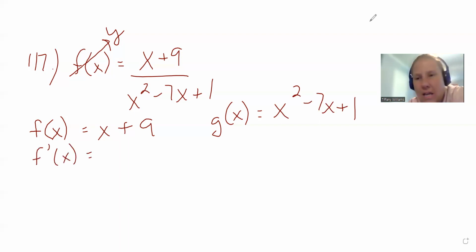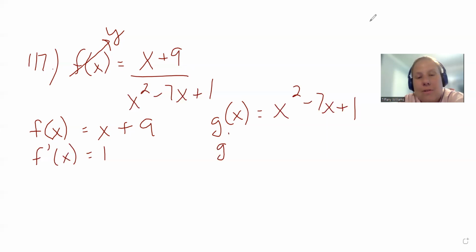So if I go through and take the derivative of x plus 9, remember this is the sum or difference rule. So I can take the derivatives of each individual thing. The derivative of x, as we've seen about 3 times now, is going to be 1. The derivative of 9 is going to be 0, so I don't have to include it.